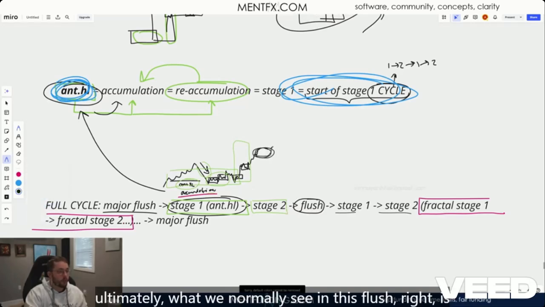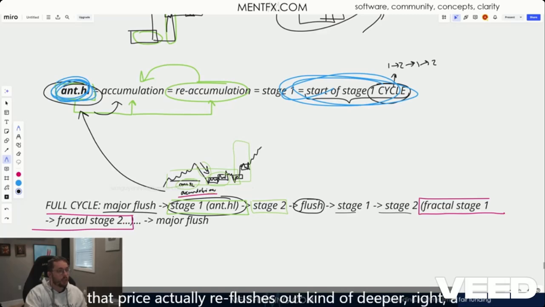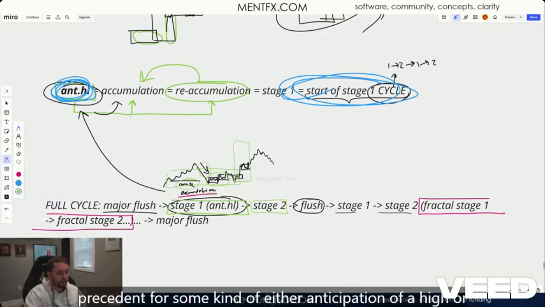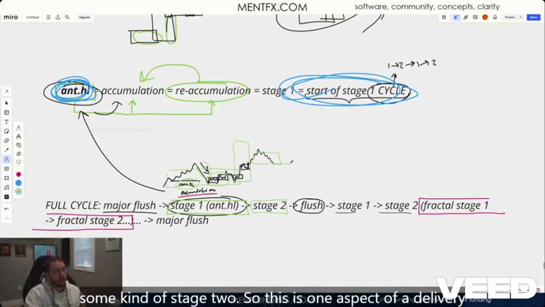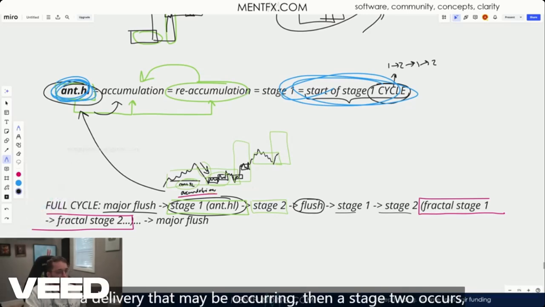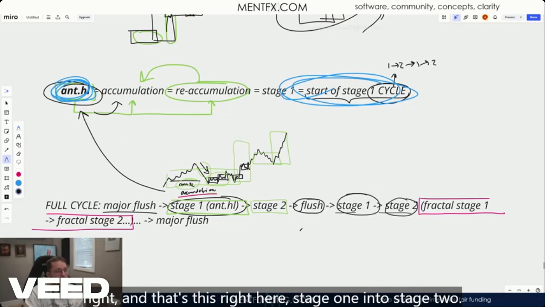And ultimately, what we normally see in this flush is that price actually re-flushes out deeper, a deeper flush. And then once again, that starts the precedent for some kind of either anticipation of a higher low rule or just a basic stage one that leads into some kind of stage two. So this is one aspect of a delivery that may be occurring, just like this. Then a stage two occurs, and that's this right here, stage one to stage two.